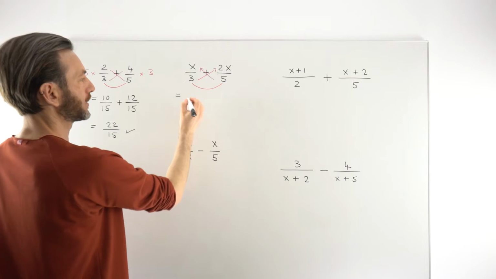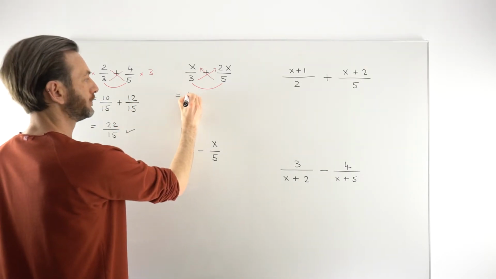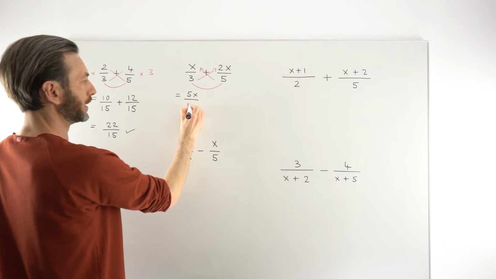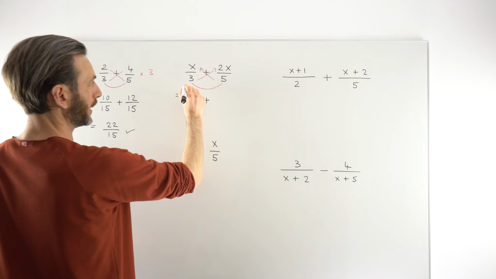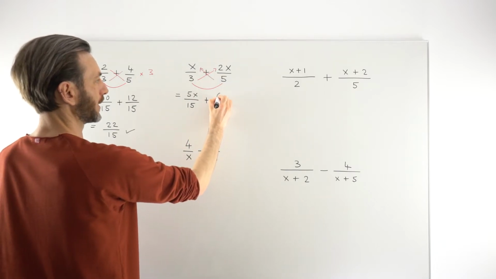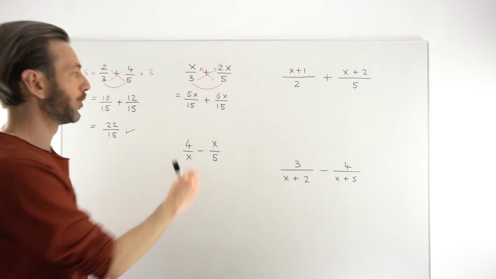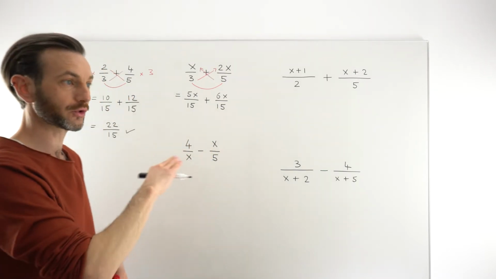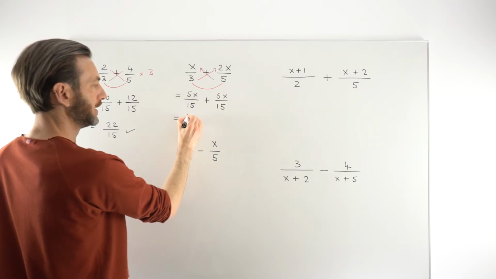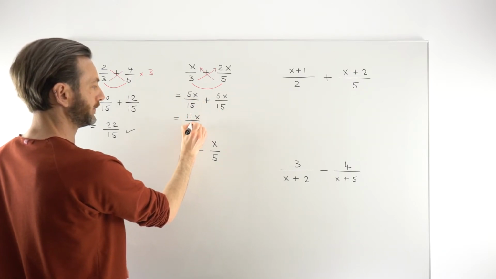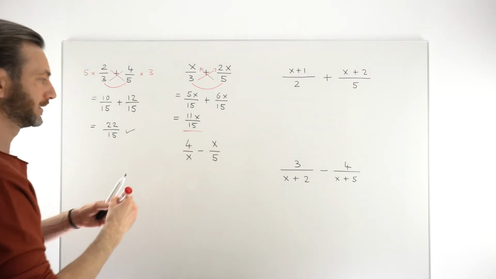So 5 times x, instead of giving us just a number this time, gives us 5x. The denominator will be 15, so 5 times 3, and then 3 times 2x gives us 6x, and the denominator is 15 again. After that first step, we've got a common denominator, so we're good to combine them. Adding them together, 5x plus 6x gives us 11x over 15. And that's us done with that one.